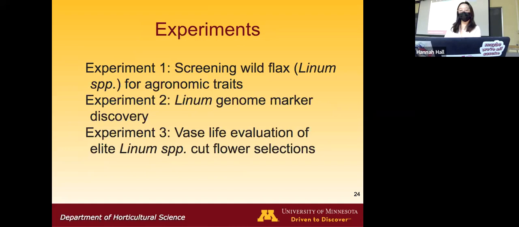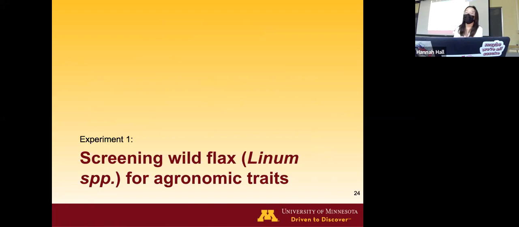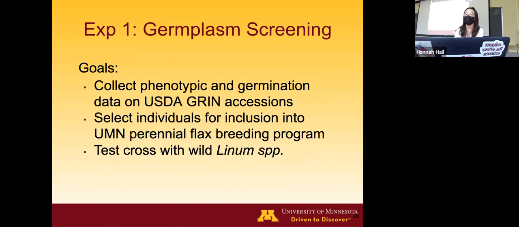So moving on, we're getting to my experiments. So I have 3 experiments in total for my master's. The first one is screening wild flax for agronomic traits. So our goals for this experiment are to collect different phenotypic and germination data on the USDA GRIN accessions.